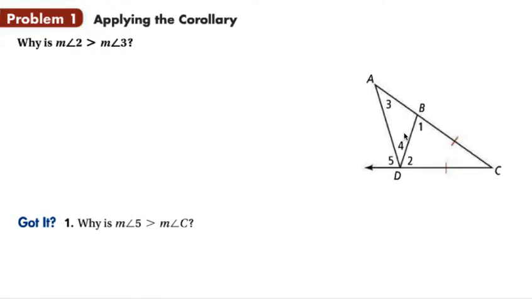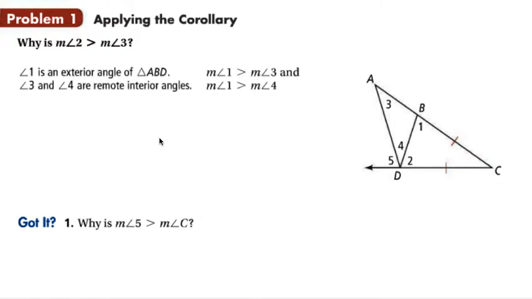And when you look at this picture, we have a triangle ABD right here, triangle ABD. And angle 1 right here is an exterior angle to triangle ABD. So that's our first piece of information, is angle 1 is an exterior angle to triangle ABD. So we know that angle 1 is bigger than angle 3 and angle 1 is bigger than angle 4 because it's an exterior angle. 3 and 4 are remote interior angles.